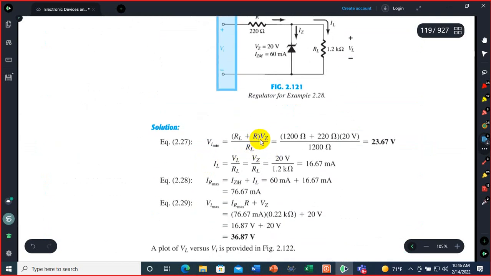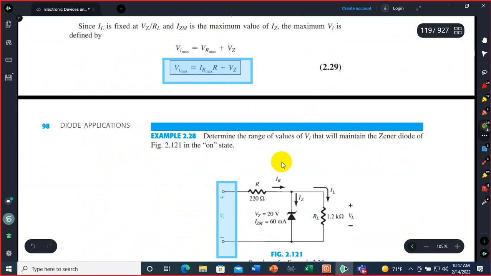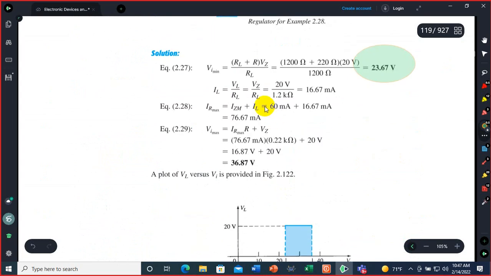Just replace the values. You get a minimum voltage of 23.67 volt. Now, what is the load current? The load current is fixed: VL divided by RL, load voltage divided by load resistance. VL equals VZ, 20 volt, because the diode is on and working properly. Divided by the load resistance of 1.2 kilo ohm, this is the load current that is fixed, 16.67 milliampere, because the load is fixed.